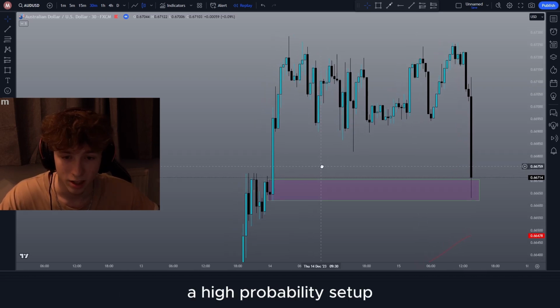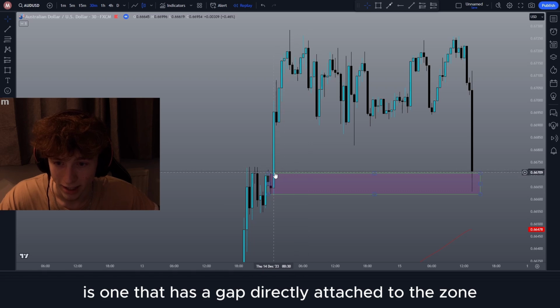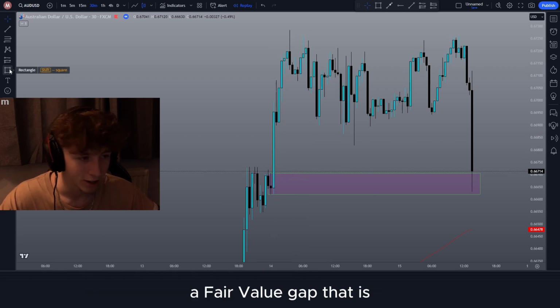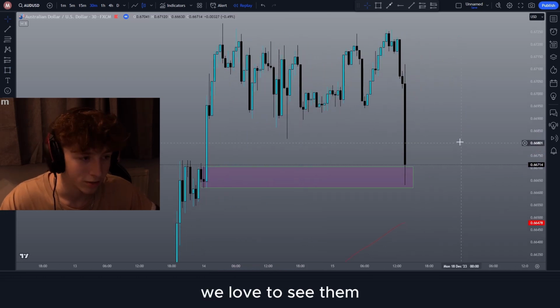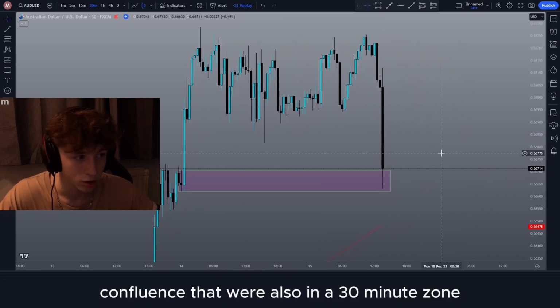But basically a high probability setup is one that has a gap directly attached to the zone, a fair value gap that is. So we can clearly see this entire fair value gap reaches the zone. And yeah, we love to see them. But yeah, that's just another confluence that we're also in a 30 minute zone.